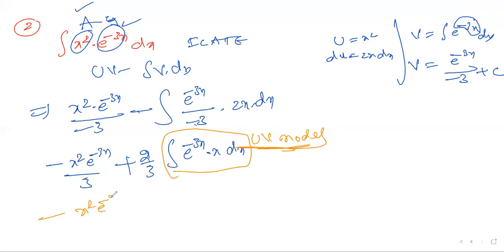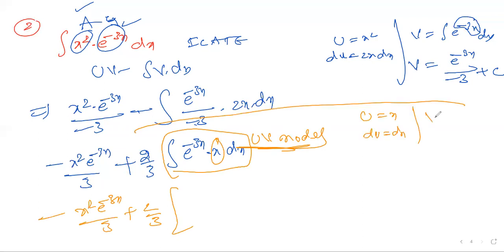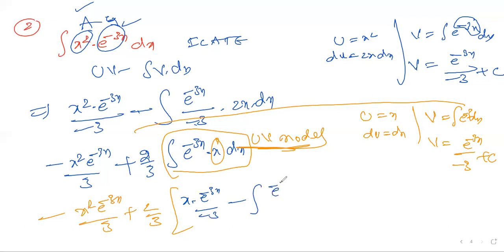Minus x square into e power minus 3x by 3, then 2 by 3. So UV can write down. What is the U right now? Second UV case here. So U is equal to x, du is equal to dx. V is equal to integration of e power minus 3x dx. The value of v is e power minus 3x by minus 3 plus c. Then you just apply it and you'll get the answer. U into v, e power minus 3x by minus 3, minus integration v du, e power minus 3x by minus 3, du is just dx only.